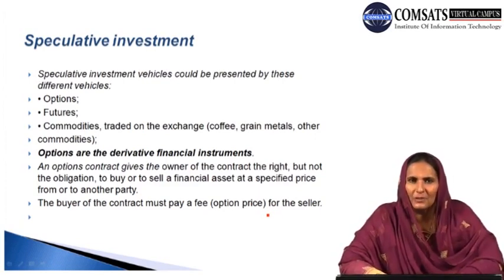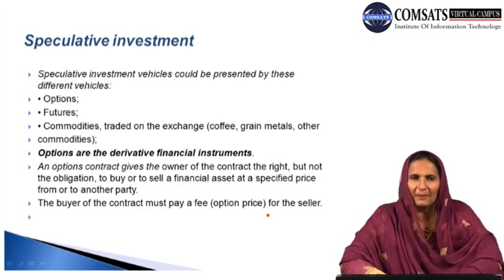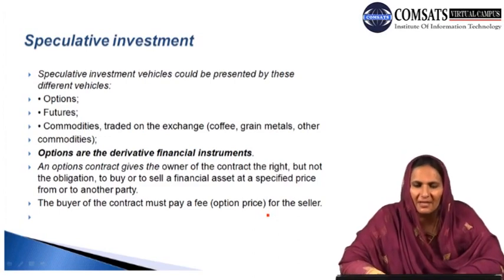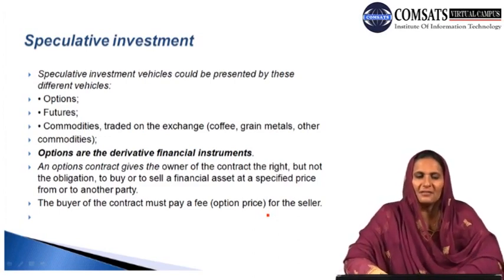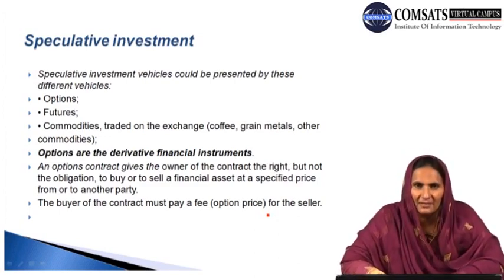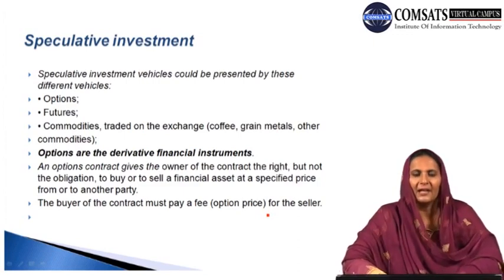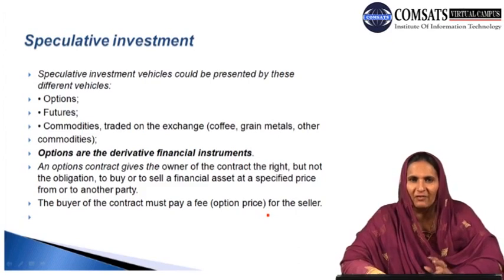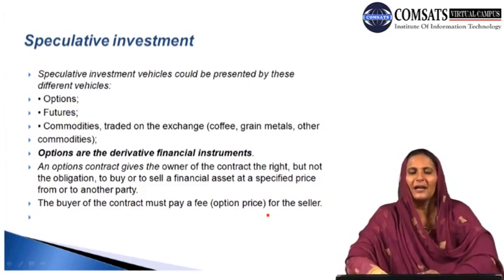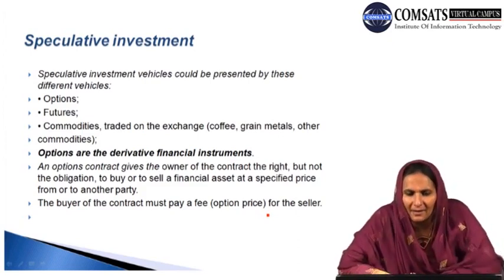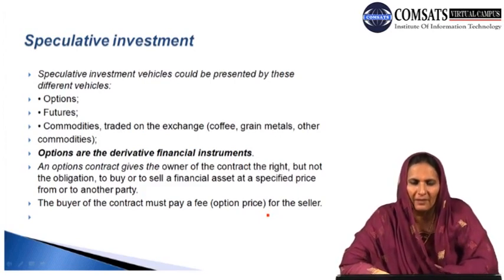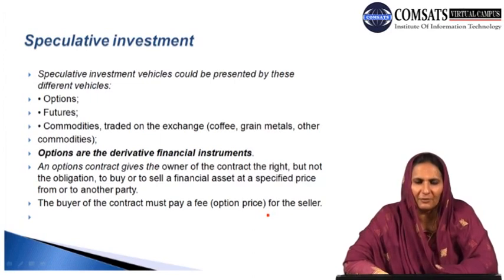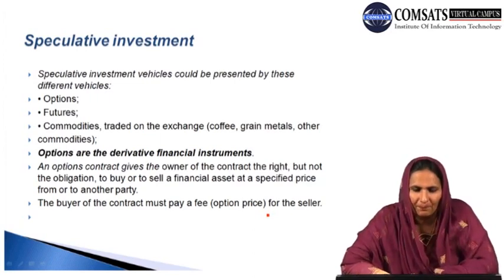The first type is option. First type of speculative investment is option. Second type is future investment. Third type is commodities. When we undertake investment in terms of commodities, commodities are traded on exchange. For example, we have different examples over here: coffee, grain, metals, and other commodities. When the trade takes place in these commodities, what are the options of speculative investment?